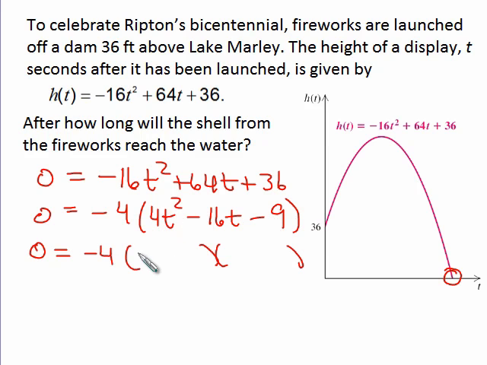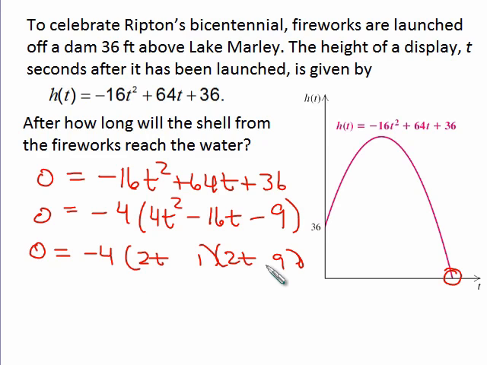So 4t^2 is going to be 2t times 2t, which will give me 4t^2. And 9, if I try 3 and 3, it won't work. The outsides and the insides will not add up to be 16. So I'll go ahead and try 1 and 9.